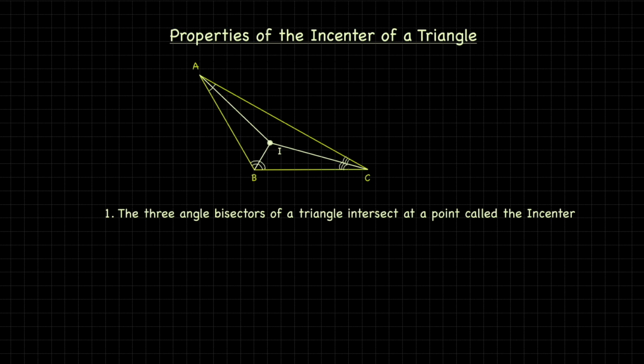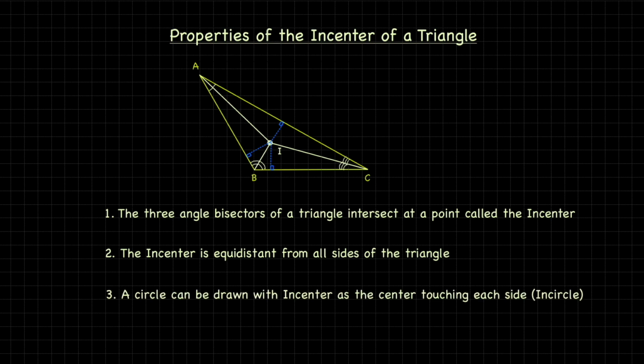Two angle bisectors will of course intersect at a point, but we will also prove that the third angle bisector will also pass through the same point. The next property that we want to prove is that the incenter is equidistant from all the sides of the triangle. In other words, the perpendicular distance from the incenter to the three sides is identical.